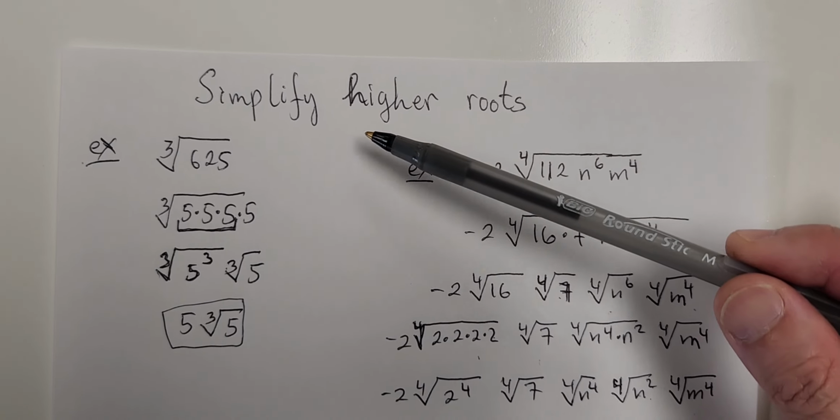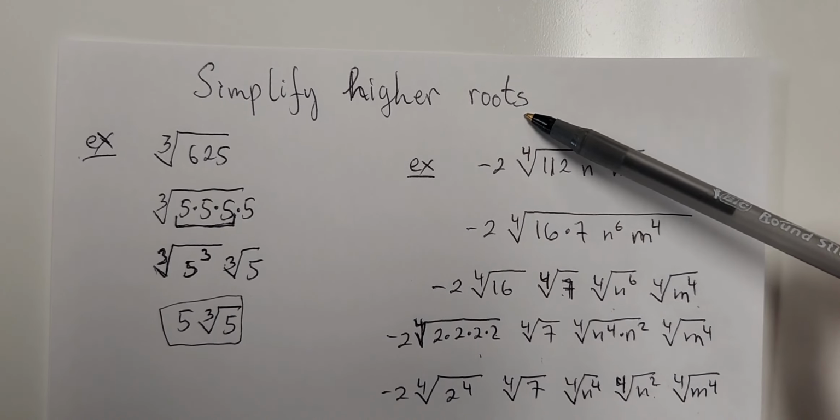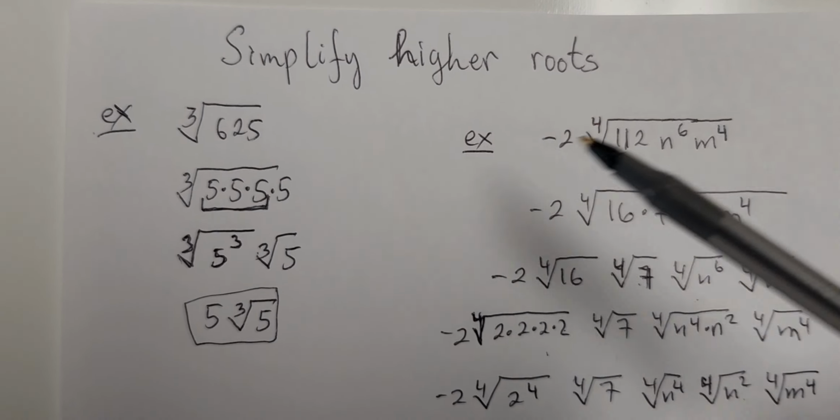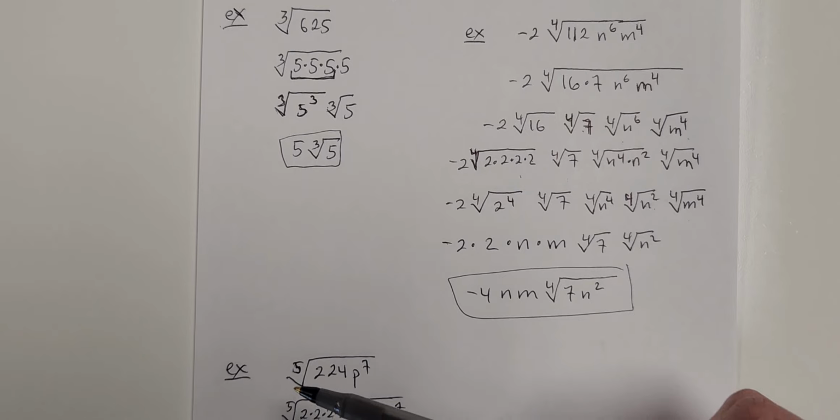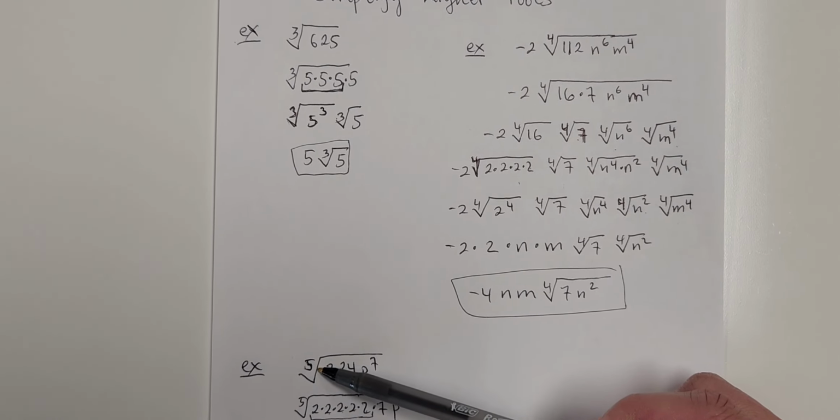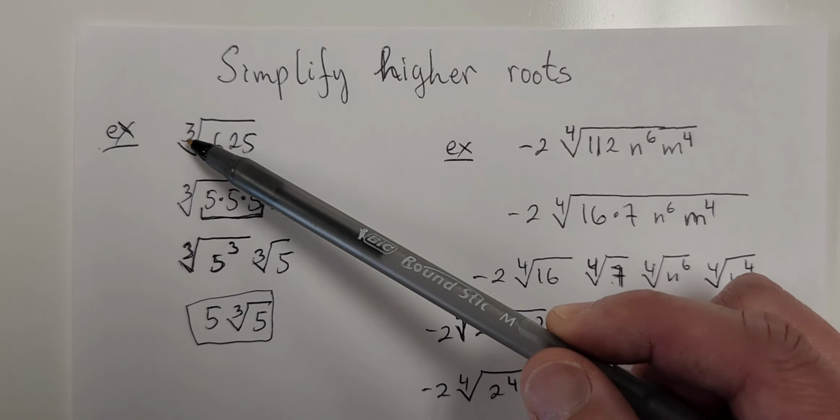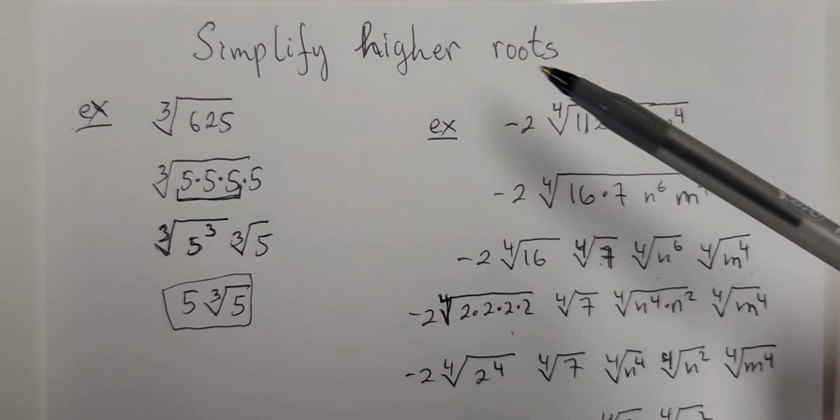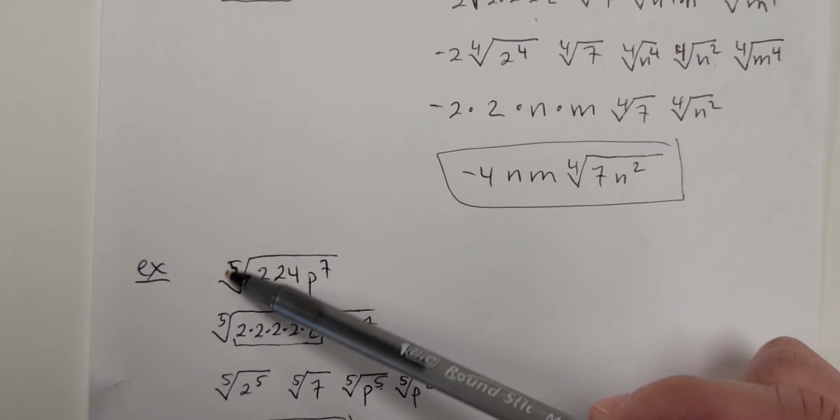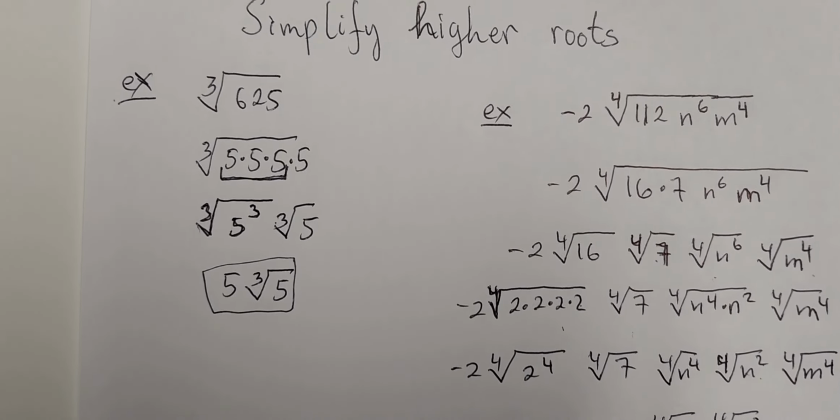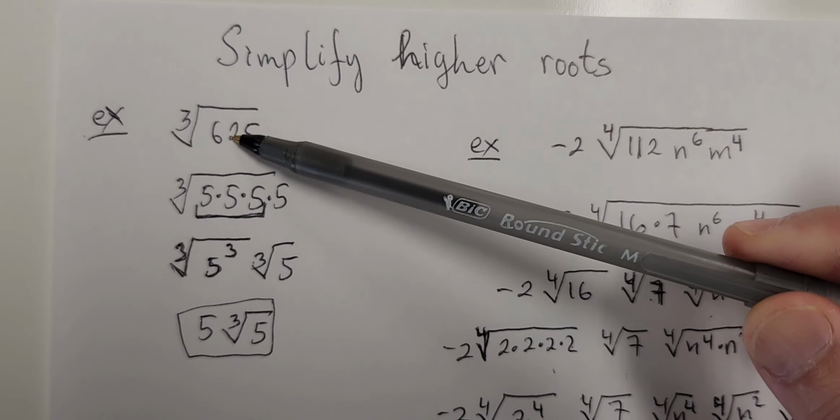This lesson is simplifying higher roots. So instead of square root, we can do cube root, fourth root, fifth root, sixth root, seventh root, and so on. Instead of doing square root, we can do cube root, fourth root, fifth root, and higher roots. In this example, we have a cube root.